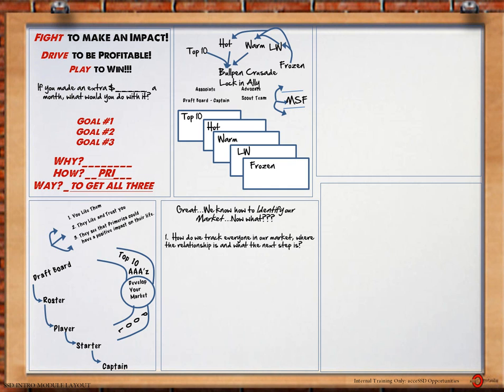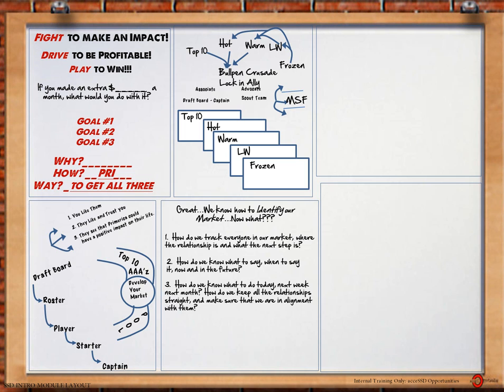Where the relationship is and what the next step is, right? I've never worked with people that much. I never stayed organized. If I got to do that, right? How do we know what to say, when to say it, now and in the future? And then how do we train that, right? If we know what to do today, what are we going to do next week, next month?